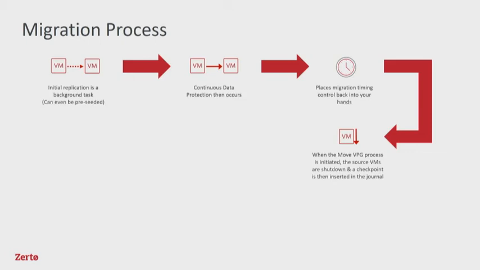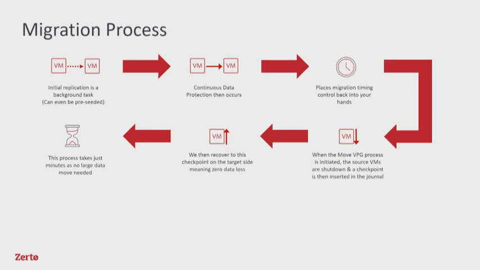So what the process is when you initiate a move is we'll shut down the VMs in the VPG on the source side. Then we insert a checkpoint in the journal post-shutdown so that there's zero data loss. Obviously, if you're doing a migration, it's a controlled procedure. With an RPO of a few seconds behind production, you're not going to want to lose those seconds, and there's no need to lose them. So Zerto performs this function to ensure that there is zero data loss. You're recovering to a point in time where the VM was effectively shut down.